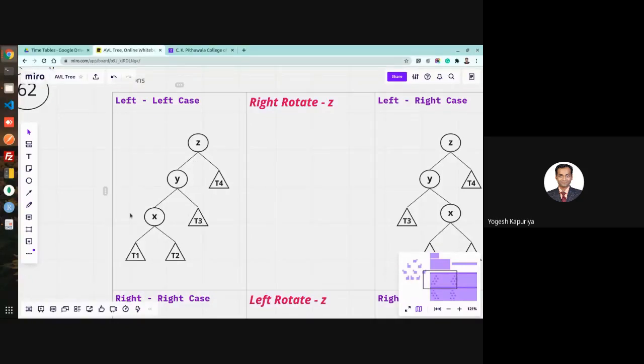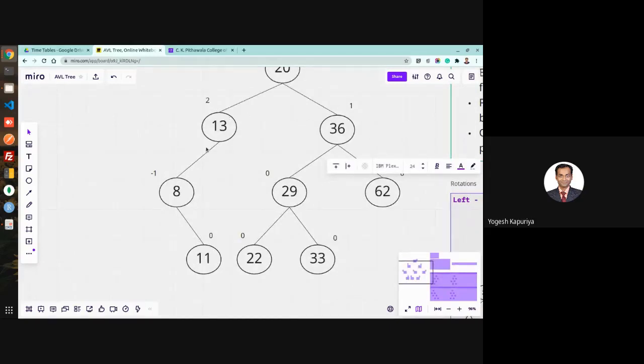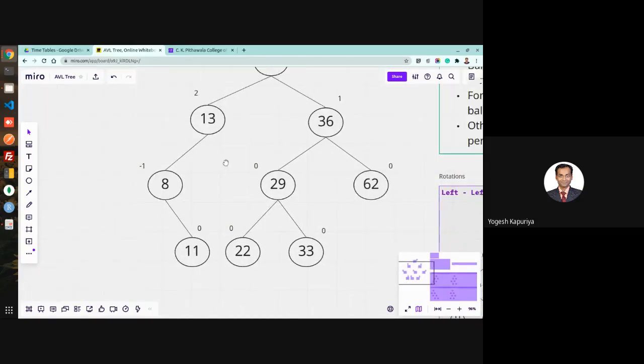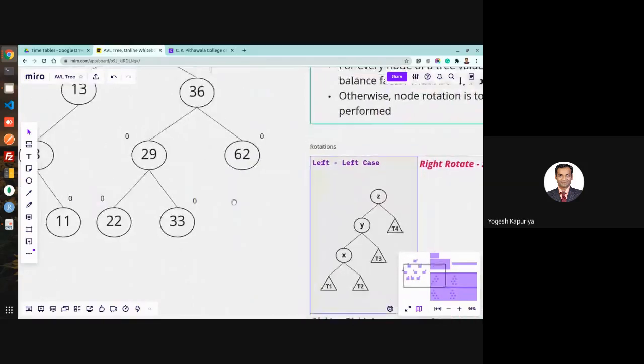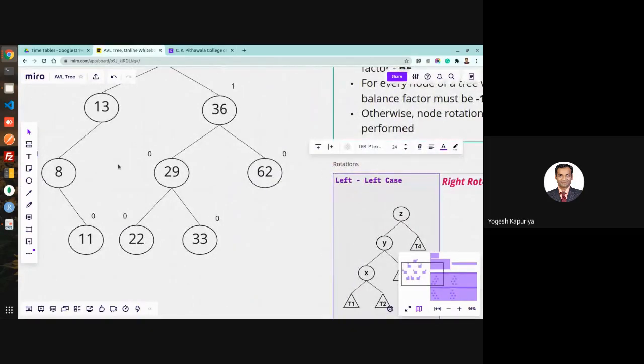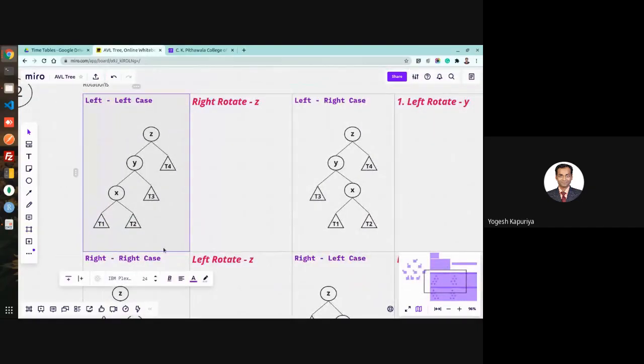So this is one scenario where the balance factor of Z is not minus 1, 0, and 1. For example, this is my Z. Then the children of Z are Y and X. Let us first understand there are 4 cases. First case is this. This can be one situation. There can be another situation something like this, where you have Z over here, and then Y, and then X.